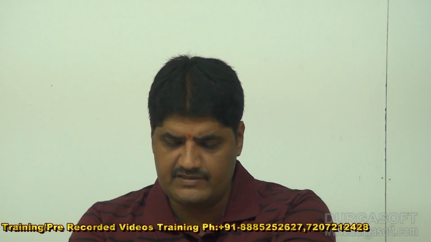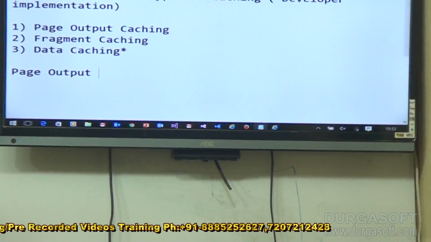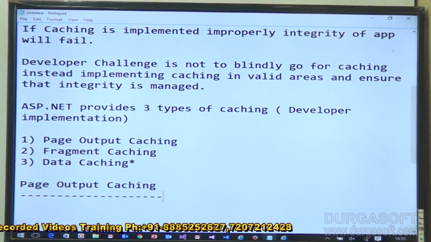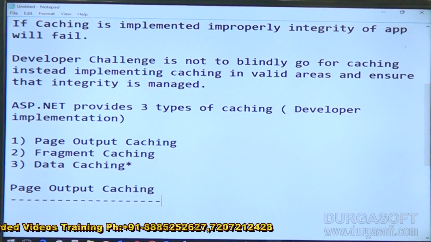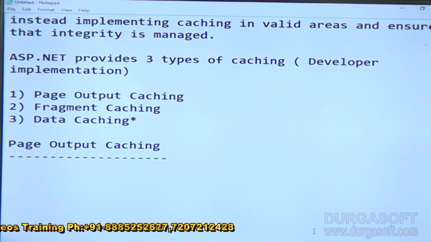Let's start with the first, page output caching. These things are not there in the notes, so I will give them in the running here like this. That's why I am giving all this. Have you written all this so far, all of you? Right, so for online they will anyhow take from that.